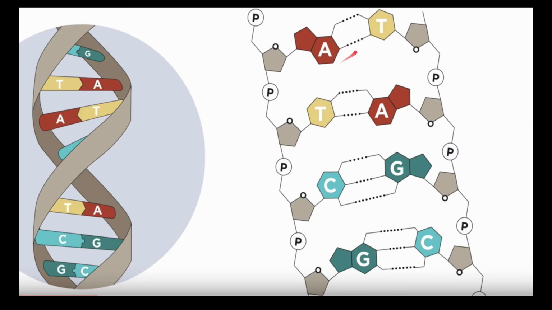So adenine and thymine are complementary to one another, and they form two hydrogen bonds when they come together, as well as cytosine and guanine come together to form three hydrogen bonds, and they are complementary as well.